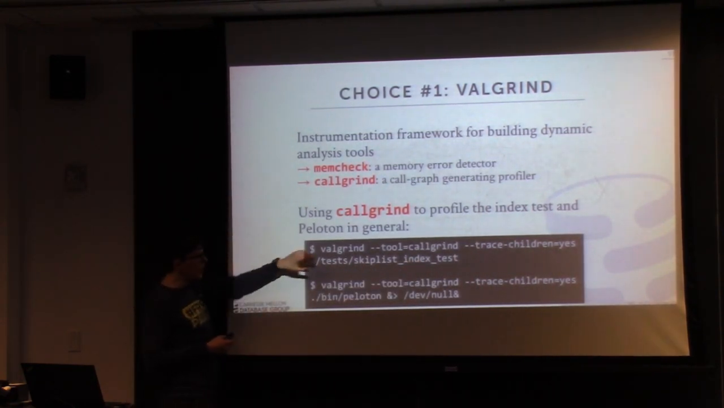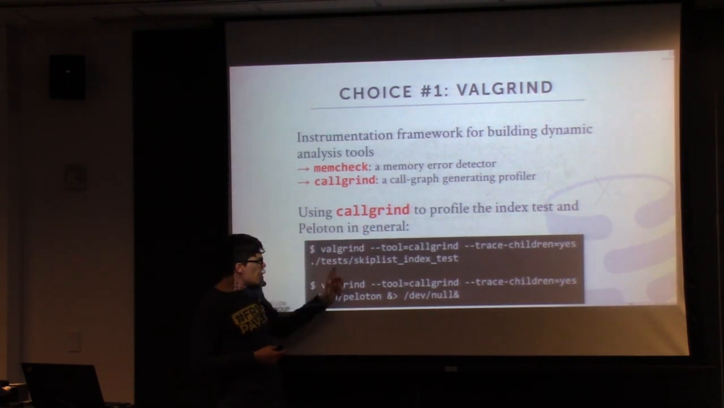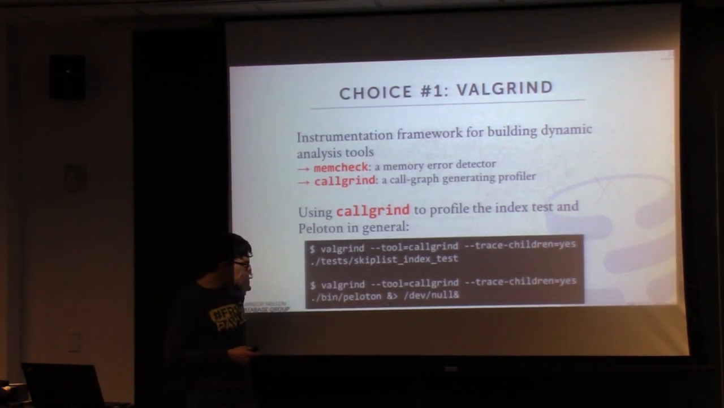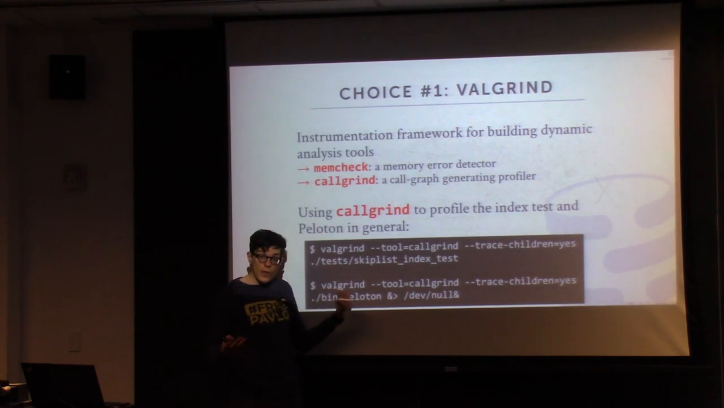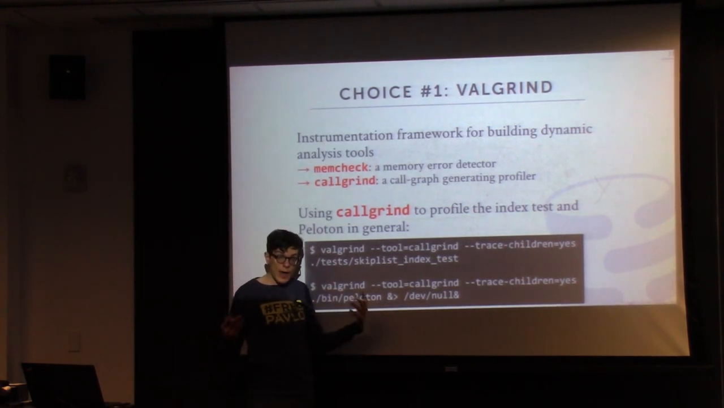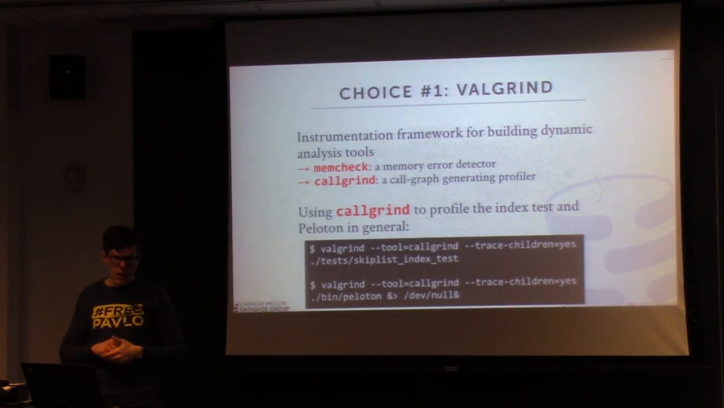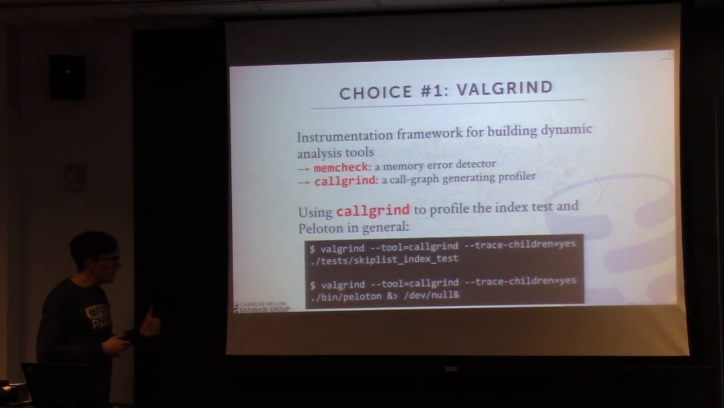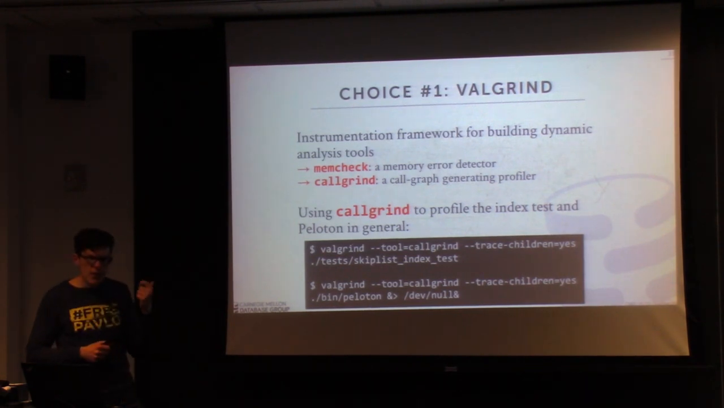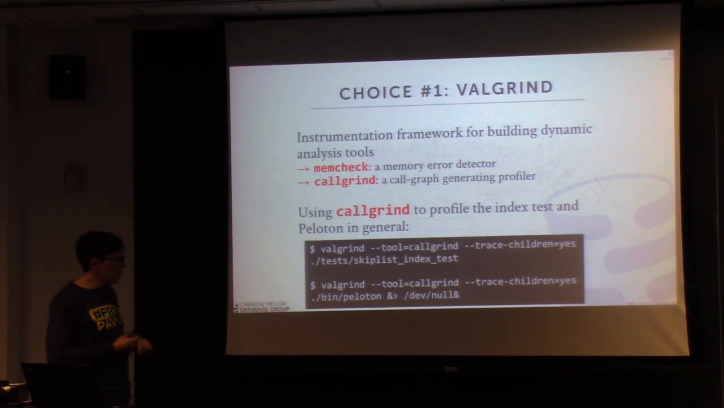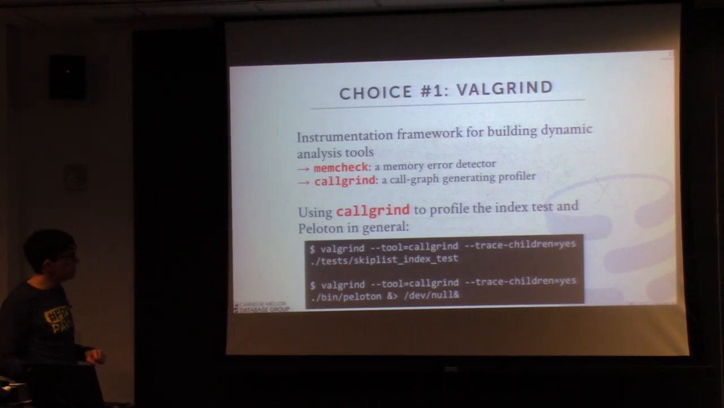So in this case, you would call Valgrind, pass in the tool command, and then say I want to invoke my skip list index test. You can also run this on the full binary of the database system, and it gets a complete stack trace of the entire program. For this, I don't think you have to run as root. For perf, you do, because you have to get performance counters from the kernel. But Valgrind, I think, can run in user space.